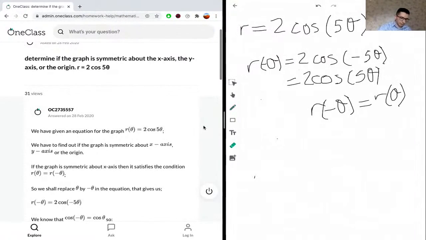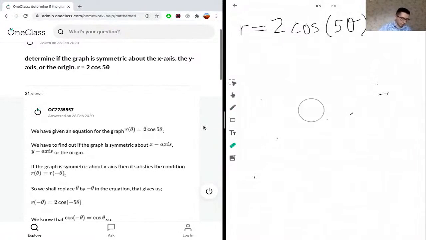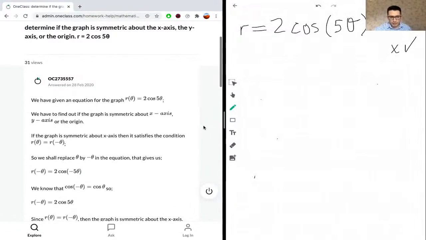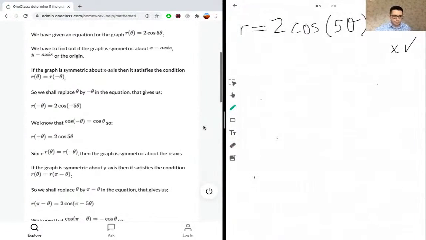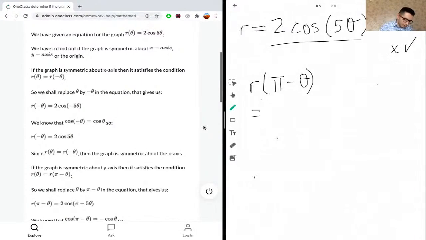Okay, so we tested the first case, and we know that we have x-axis symmetry. So here, I'll just make a little legend and we'll say x check mark. And then the second scenario we want to test for is y-axis symmetry. So we know r theta will equal this. So r pi minus theta will equal 2 cos pi minus 5 theta.